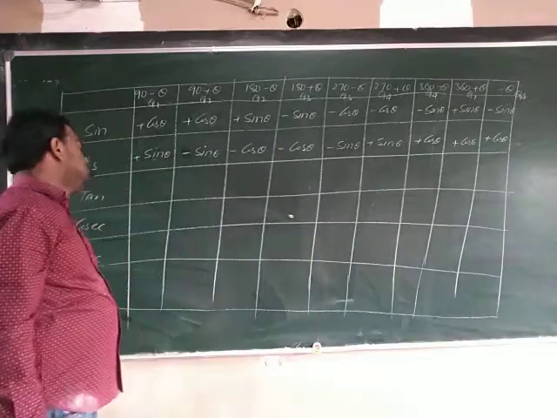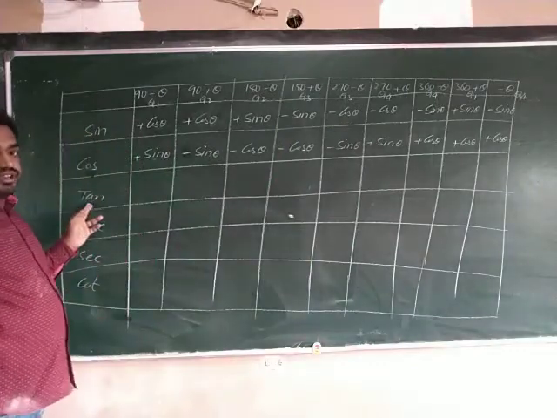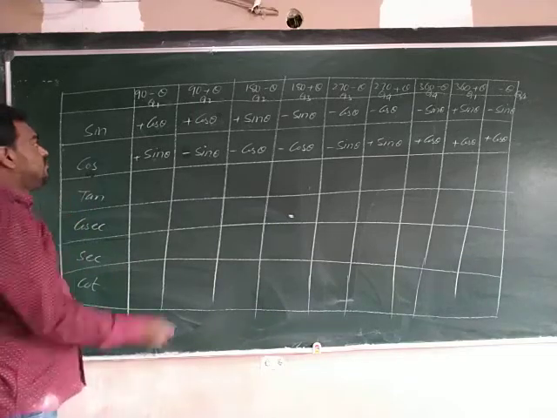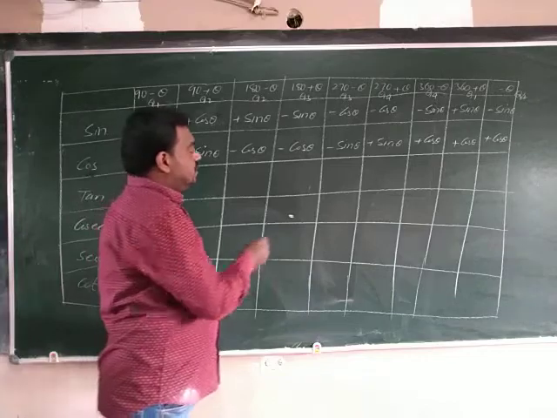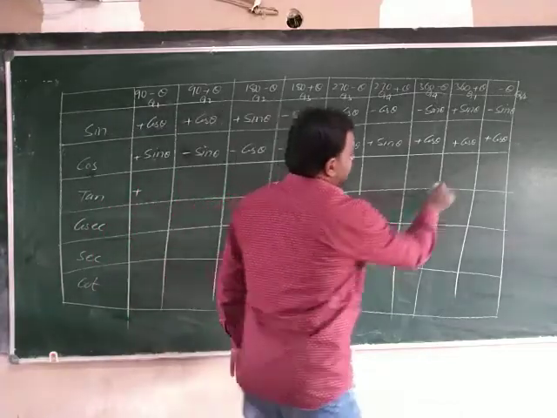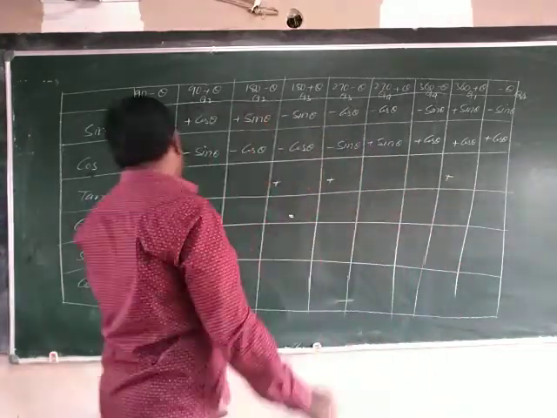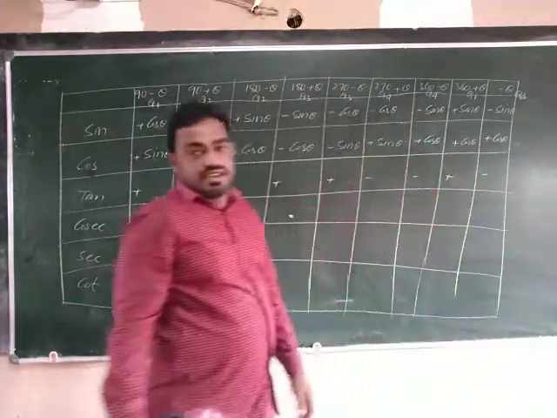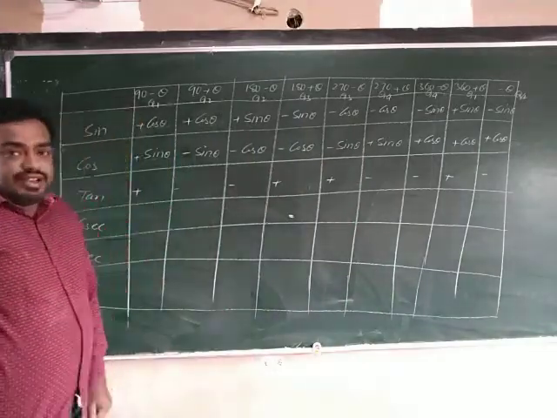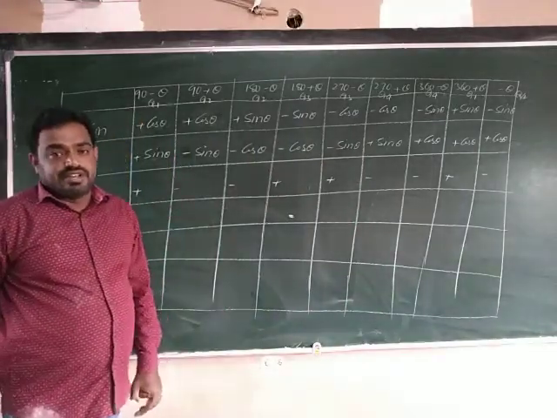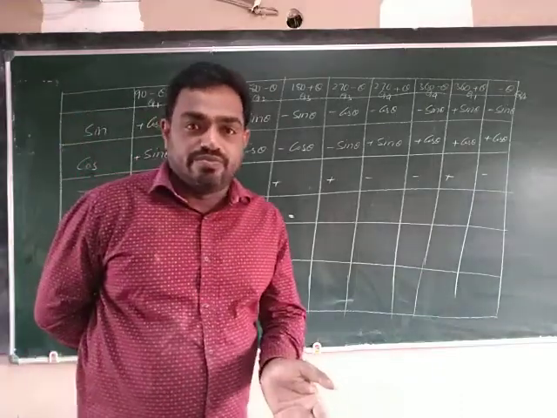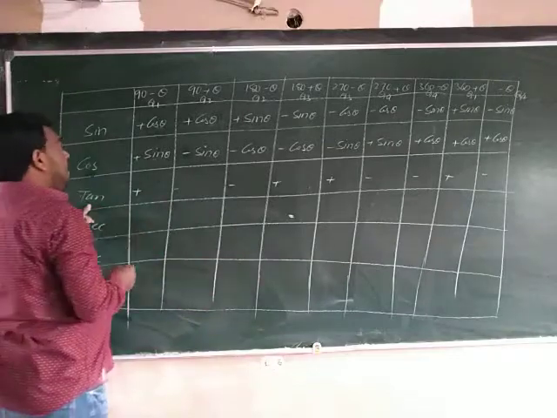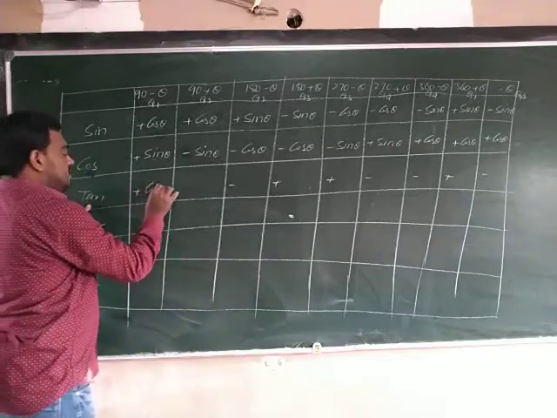Finished the first one. Now coming to the third one, tan. Tan in which quadrant is it positive? First and third quadrant. In the remaining quadrants it is negative. For 90 plus or minus theta, 270 plus or minus theta, the function is changing. Tan changes to cot. So tan of 90 minus theta is cot theta.